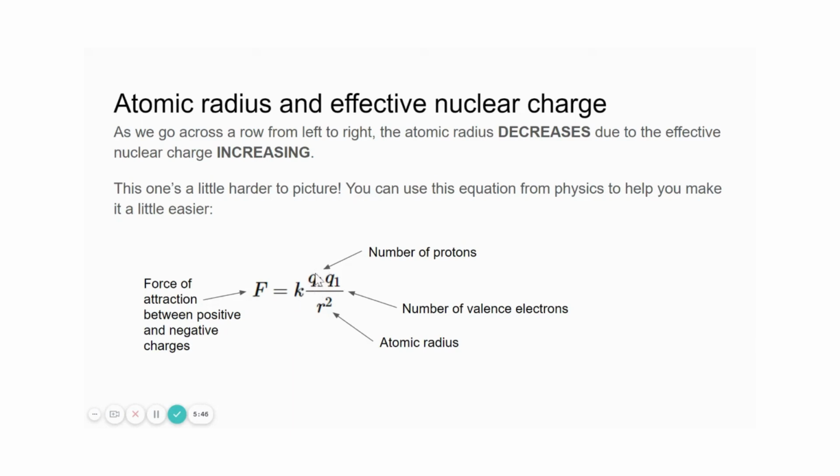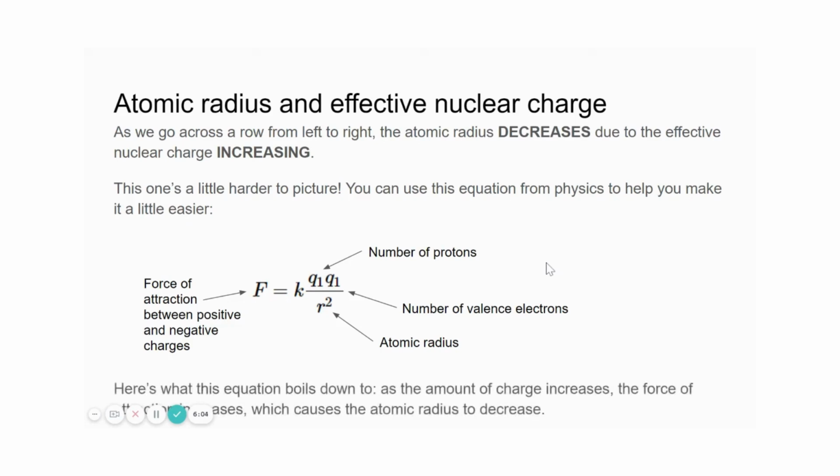One of these Q's represents the number of protons. One of these Q's represents the number of valence electrons. And then the R represents the atomic radius. If I'm thinking about how this works in terms of the periodic table, I can sum it up with this. As I increase the amount of charge by getting more protons and more electrons into my atomic system, the force of attraction between those positive and negative charges is going to increase. And since that force of attraction is increasing, that causes the atomic radius to decrease. So it's just another way of picturing effective nuclear charge.